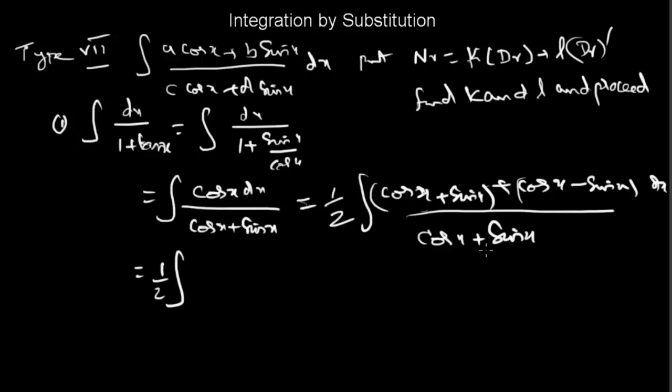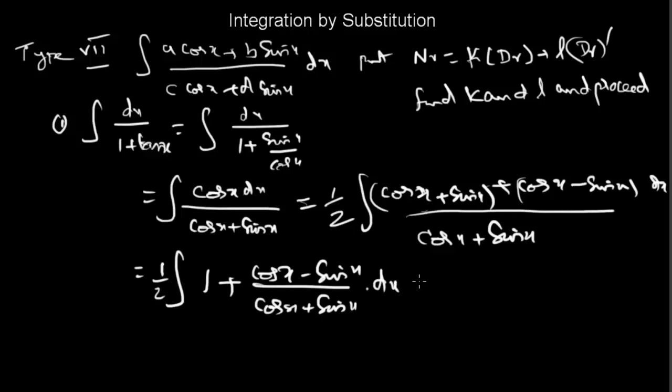Integral: first bracket divided by cos x plus sin x is 1, and the next one is cos x minus sin x divided by cos x plus sin x into dx. Don't you see that half into integration of 1 is x only, whereas in the second integral, the differentiation of denominator you find in the numerator. Differentiation of sin x is cos x, differentiation of cos x is minus sin x. So it is log of the denominator, cos x plus sin x, then plus c.